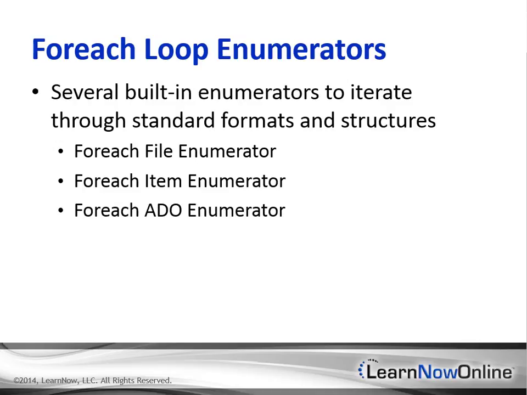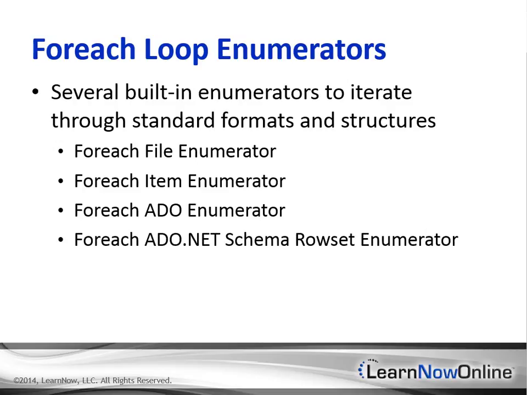There's a for each ADO enumerator, and this loops through each item in an ADO record set, such as a list of tables or rows within a table. There's a for each ADO.NET schema row set enumerator, which loops through each object in a database schema. There's a for each from variable enumerator that loops through the contents of a variable within the scope of the container, and that can be either a user or a system variable.